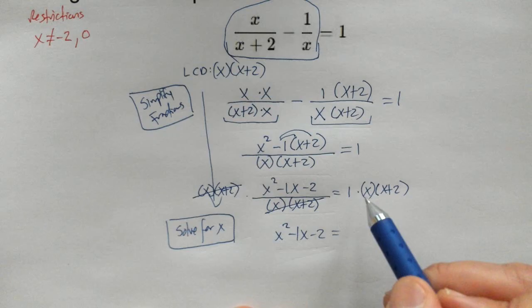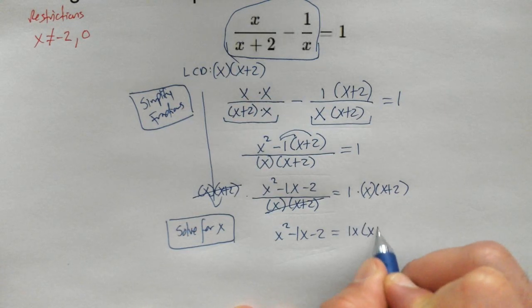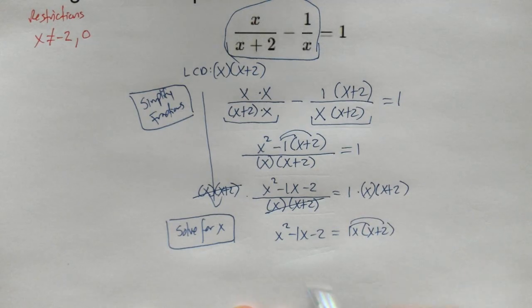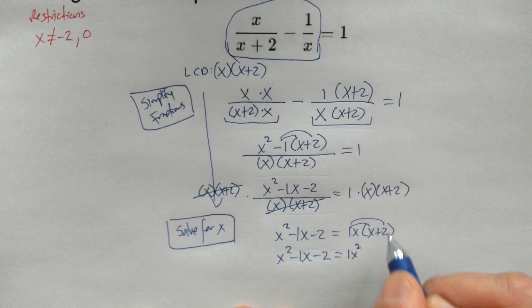Over here, 1 times x is just 1x, right? This is just 1x times x plus 2. I can distribute. This gives me 1x squared plus 2x.